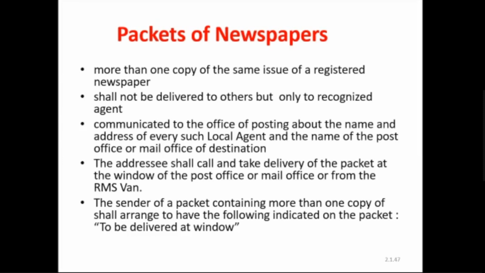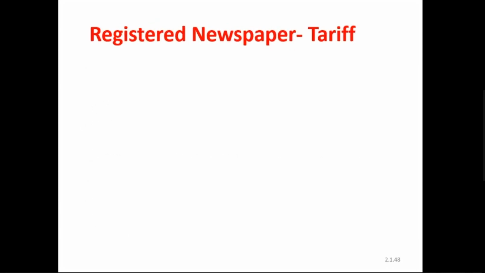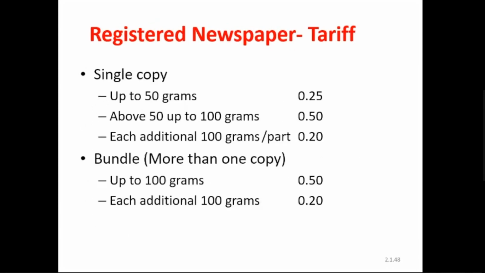So packets of newspaper will generally be delivered at the window to the local agent. The sender of the packet containing more than one copy, that is a bundle, shall arrange to have it indicated on the packet as to be delivered at window. The point is, we can bundle the newspapers and send them. Those will be delivered only to the local agents, through window delivery only. And now we can see the tariff of the registered newspaper.